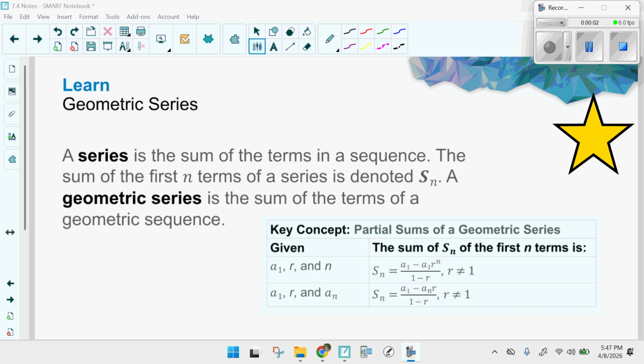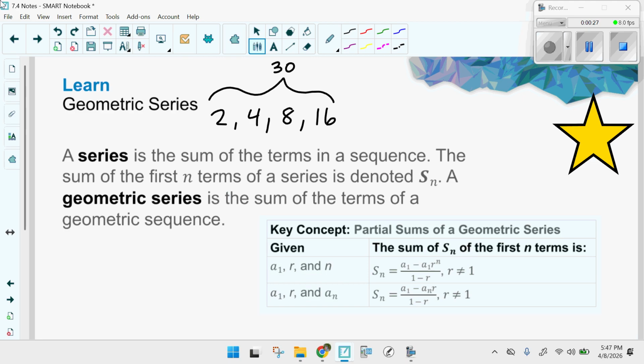Hello, Algebra 2. This will be day 2 of geometric sequences and series, and today we will look at a series. A series is the sum of the terms in a sequence. So if we have a sequence that is geometric, the series is when we take all of these terms and we add them up. So 2, 4, 8, and 16 are going to add up to a total of 30.